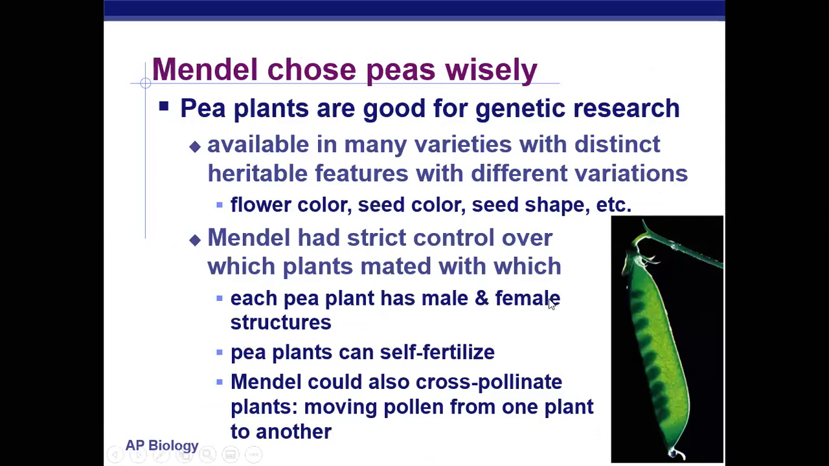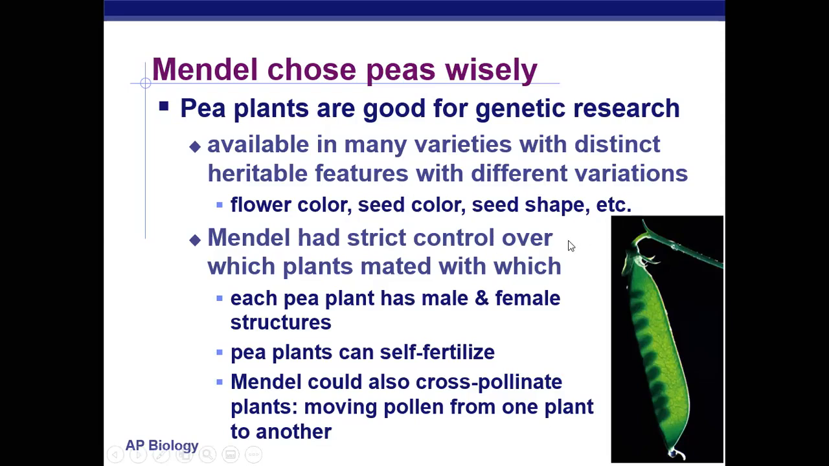Mendel got lucky that he was working with pea plants. I mean, he had a full vegetable garden and flower garden and herb garden. He could have picked any plants, but he happily chose peas. They're available in many varieties with distinct heritable features, such as flower color, seed shape, etc.